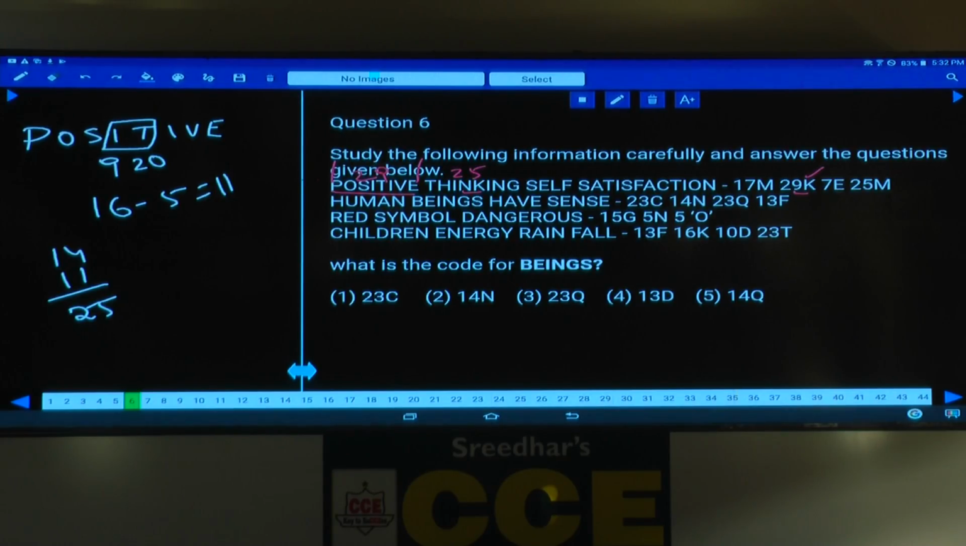Now this is 25. Then coming to the letter, what is the value of T? The value of T is 20 and G is 7. 20 minus 7 is 13. Now the 13th letter is what? 13th letter is M. Done with this?